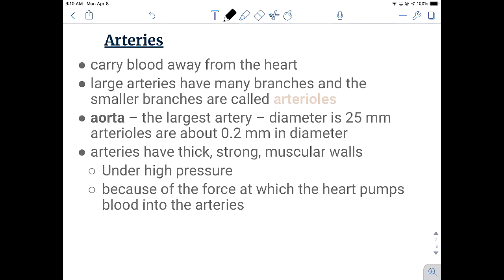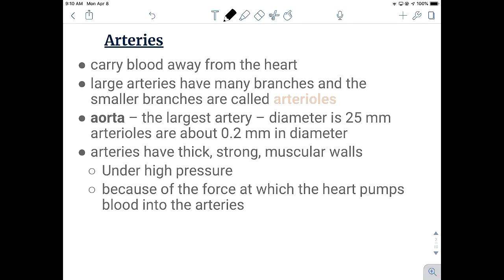So arteries are there to carry blood away from the heart. And this is really important. They carry blood away from the heart. It has nothing to do with oxygenated versus deoxygenated blood. It's all about moving away from the heart. It happens that a large amount of our arteries are carrying oxygenated blood, but we're going to talk about that in a second. Okay. The larger arteries may have many branches, and the smaller branches are then called the arterioles.